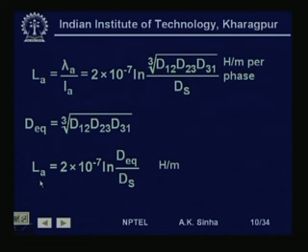Therefore, LA, or the inductance of phase A, is equal to 2 into 10 to the power minus 7 ln DEQ by Ds, where DEQ is the GMD of the 3. Now, as we have said earlier, in order to reduce the inductance of the transmission system, we can do this by increasing the radius of the conductor.